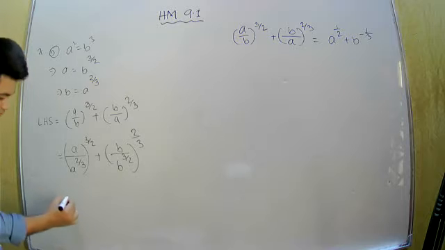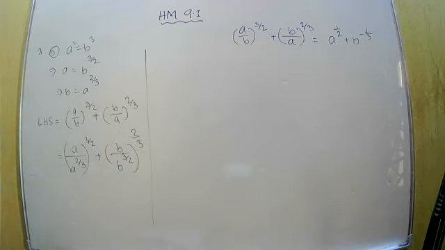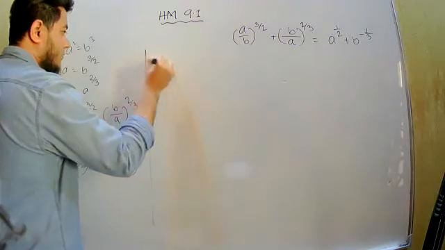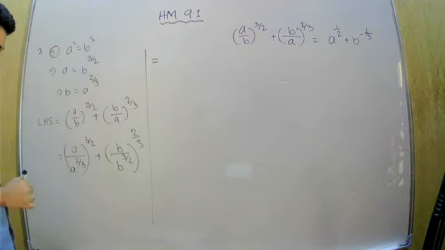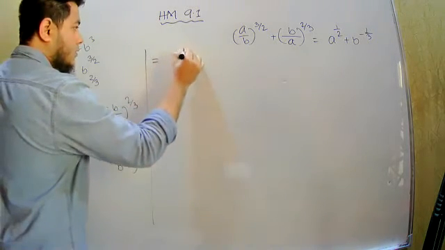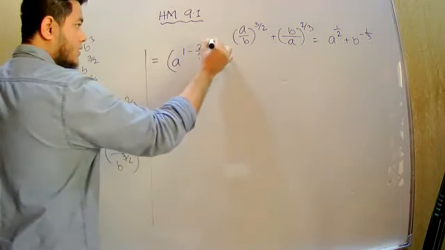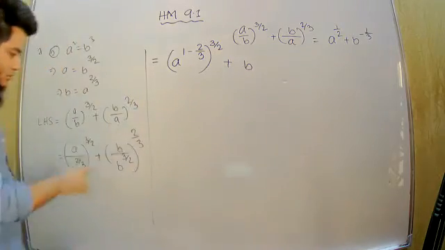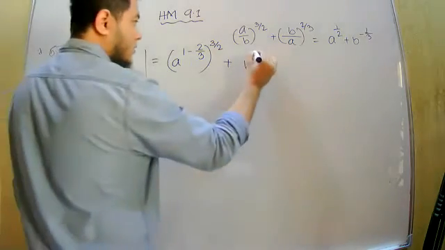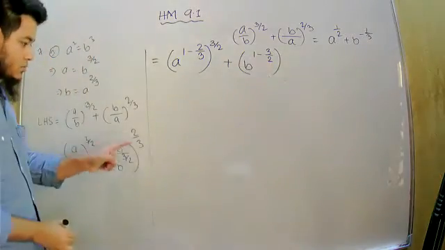Okay. Then here we can write a to the power, it is 1, right? 1 minus 2 by 3. A to the power 1 minus 2 divided by 3 whole to the power 3 by 2 plus b to the power, it will be 1 minus 3 by 2, 1 minus 3 by 2 and whole to the power 2 by 3.